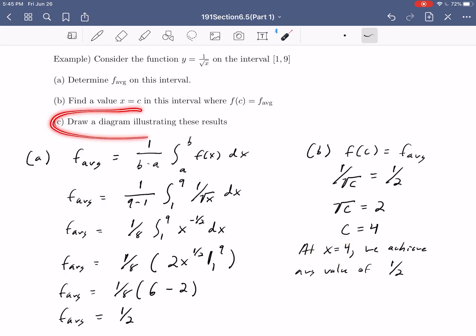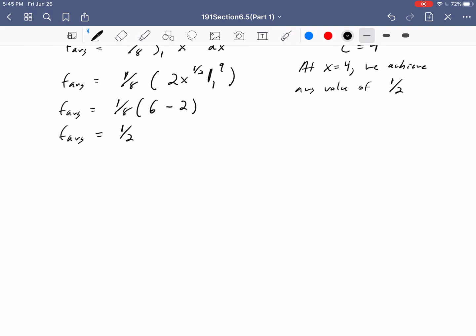Okay, now let's try to draw a diagram illustrating these results here. So we'll start by just sketching our curve on this interval. So give ourselves a little bit of space there. So there's 1, 2, 3, 4, 5, 6, 7, 8, and 9. And then we've got 1. We'll just put maybe 1/2 and 1 to make it a little bit easier.